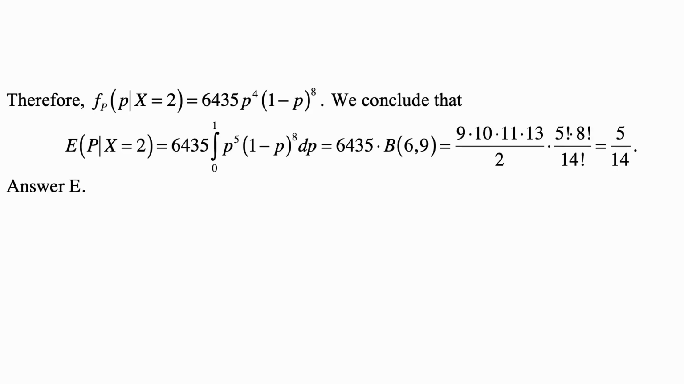And therefore, the conditional density of P, given that x is equal to 2, is 6,435 times p to the 4th times (1 minus p) to the 8th. And we conclude that the expected value of p in that conditional distribution is equal to the integral from 0 to 1 of p times this density, which is 6,435 times the integral from 0 to 1 of p to the 5th times (1 minus p) to the 8th dp. That's actually equal to 6,435 times beta of 6, 9.